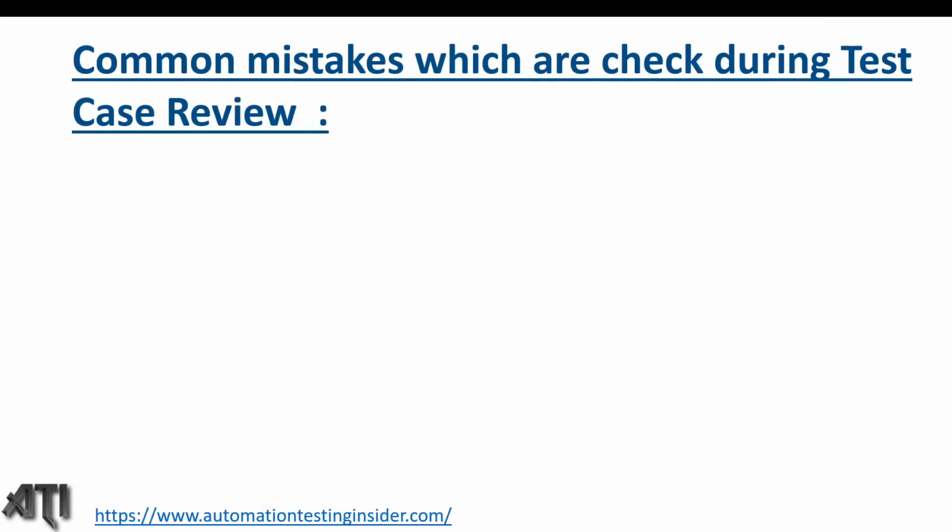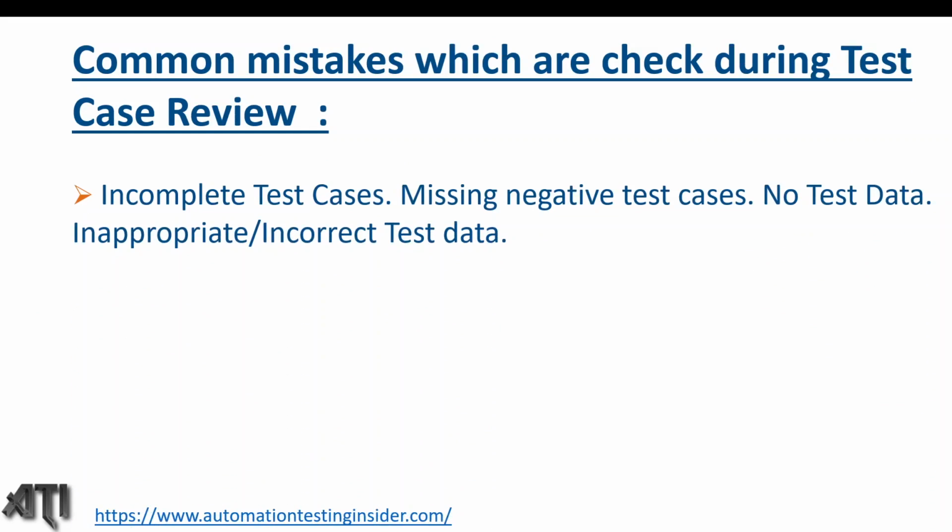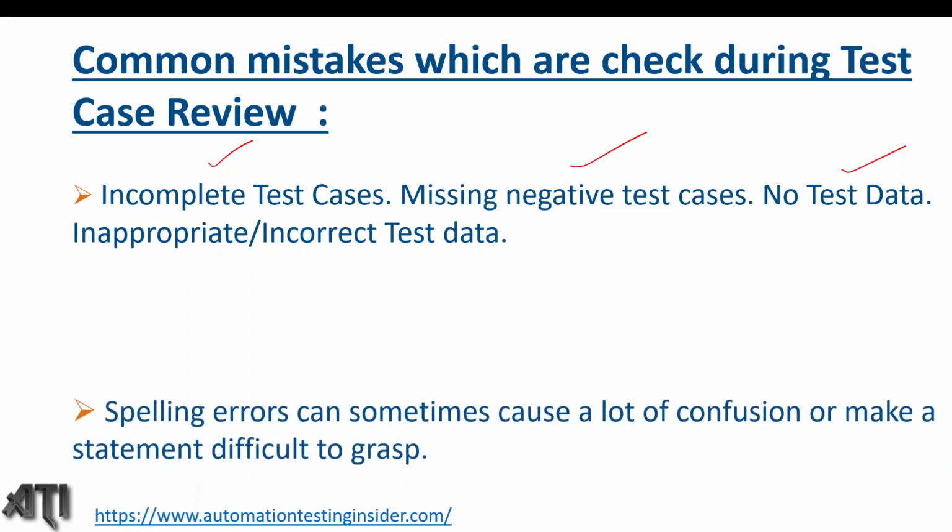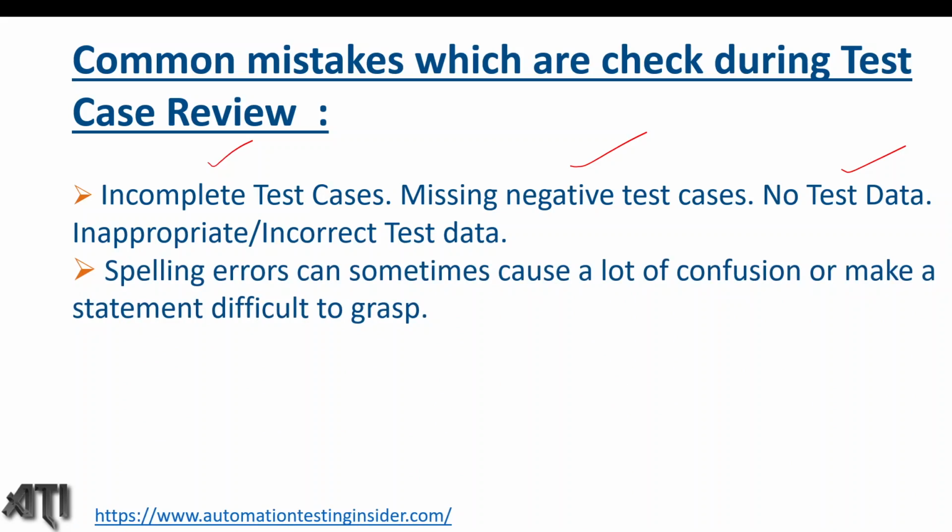Now what are the common mistakes which are checked during the test case review process? Okay, so incomplete test cases, missing negative test cases, no test data, inappropriate or incorrect test data. So these are the points which we review while doing the test case review process. Incomplete test cases, if test cases are not written properly, missing negative scenarios or negative test cases, if test data is not provided, or inappropriate or incorrect test data, right? So these are the different points which are taken care of during the test case review process.